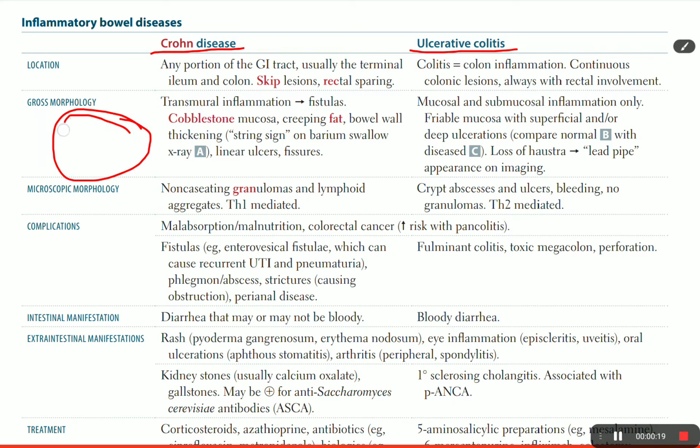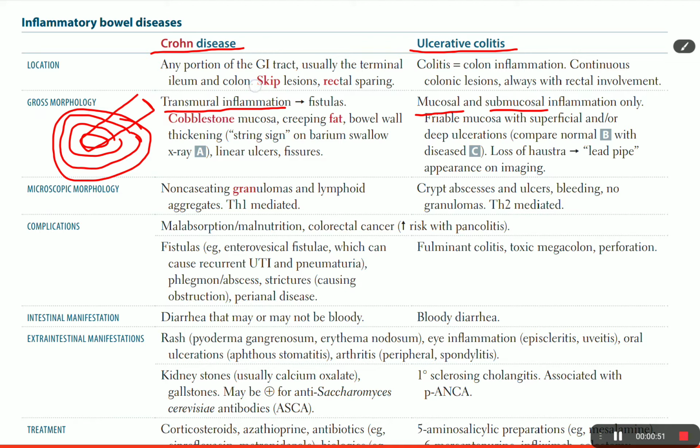From the outer side we have the serosa, adventitia. Innermost to it is the muscularis, and then we have the submucosa, and the innermost one is the mucosa. As we said before, it is an inflammatory disease. Crohn's disease is an inflammation that affects all these four layers. That's why we call it transmural inflammation. But ulcerative colitis affects just the mucosa and submucosa only.